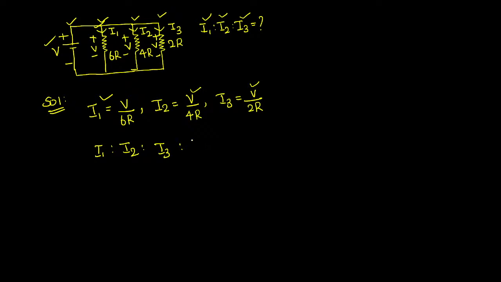If I take the ratio between I1 and I2, what will I get? The value of I1 is V divided by 6R, divided by the value of I2, which is V divided by 4R, such that 4R lies in the numerator and 6R lies in the denominator. Of course R and V all get cancelled out. So we can say it will be 2 by 3. So the ratio between I1 versus I2 is 2 by 3.